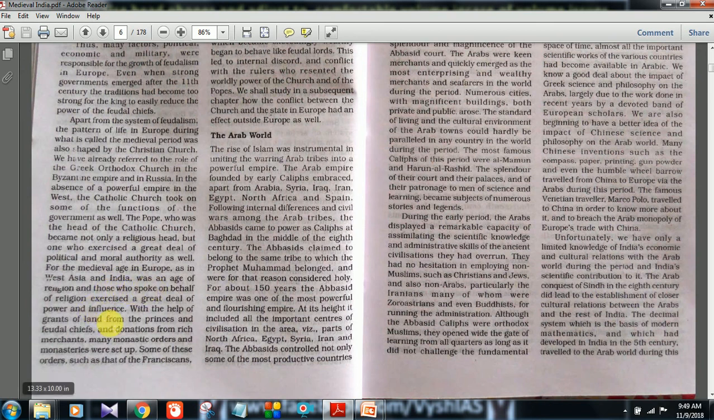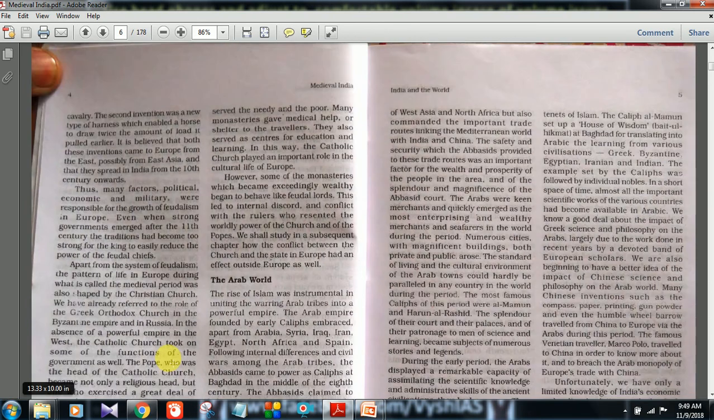With the help of grants of land from the princes and feudal chiefs and donations from rich merchants, many monastic orders and monasteries were set up. Some of these orders, such as that of the Franciscans, served the needy and the poor. Many monasteries gave medical help or shelter to the travelers. They also served as centers for education and learning. In this way, the Catholic Church played an important role in the cultural life of Europe.